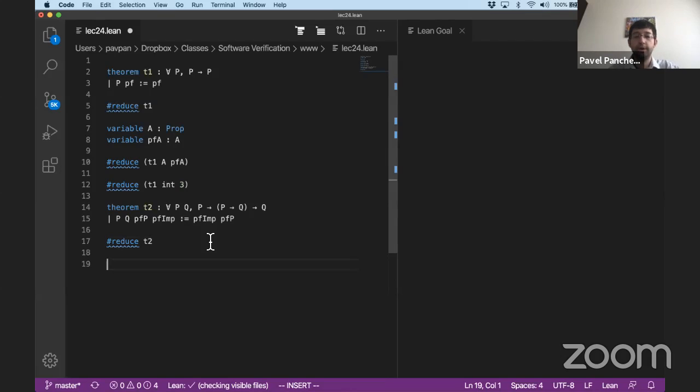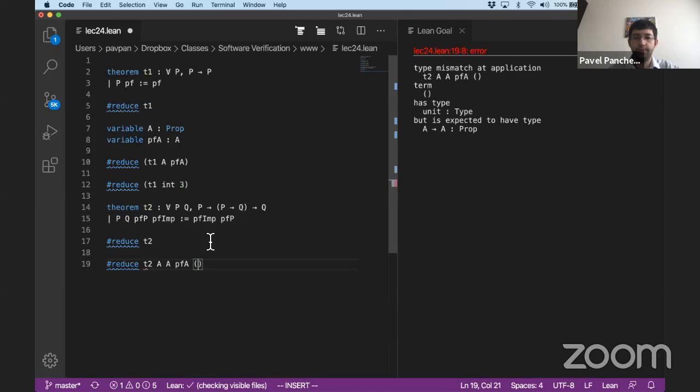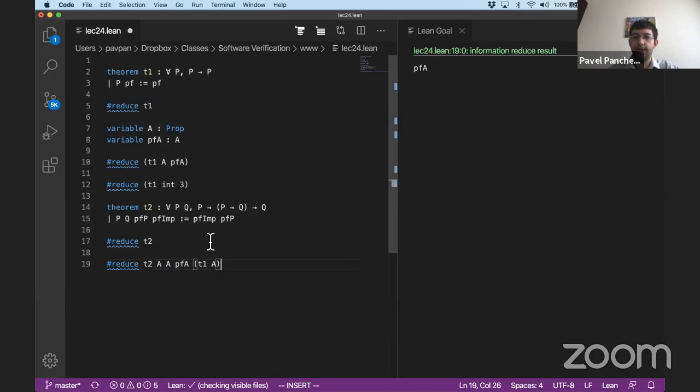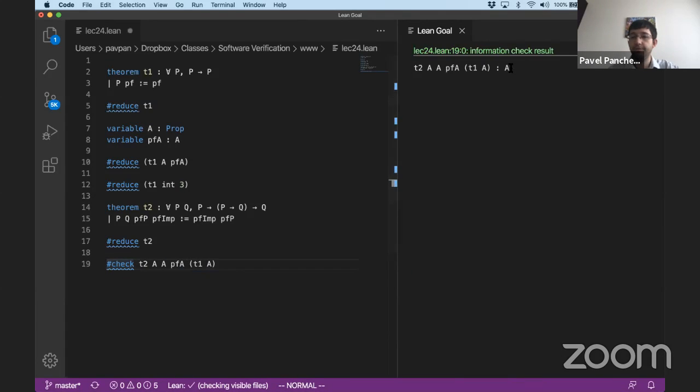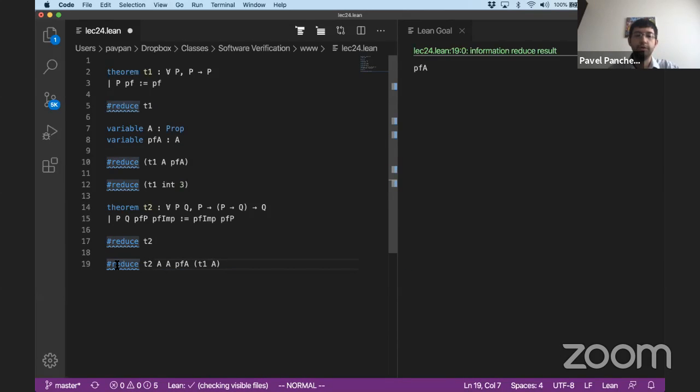And again, we can apply this to propositions. So we can say, I'm going to apply T2 from A to A. My proof of A is going to be this proof of A. My proof that A implies A is going to be T1 of A. That itself, Lean can tell us that that is a proof of A, and the particular proof of A that it is, we'll talk about this notion of reducing proofs later, is proof A.